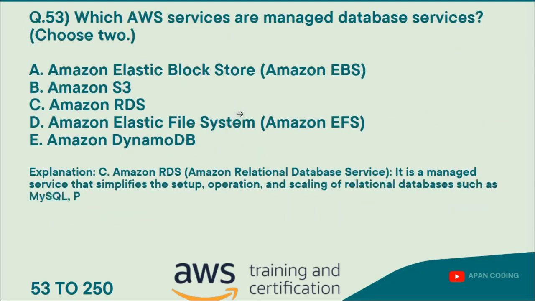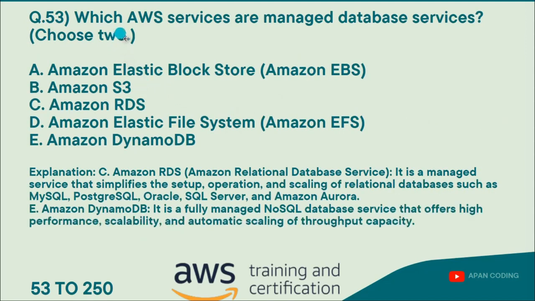So the 53rd question, friends. This question asks which AWS services are managed database services. Select two options. This is a very popular question. I hope you are preparing for the AWS Practitioner exam, so you already know about the databases of AWS. If you know, please comment. The answer will be Amazon RDS and Amazon DynamoDB, because RDS is a relational database service and DynamoDB is a NoSQL database service.